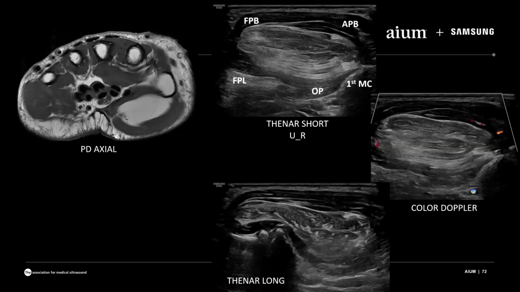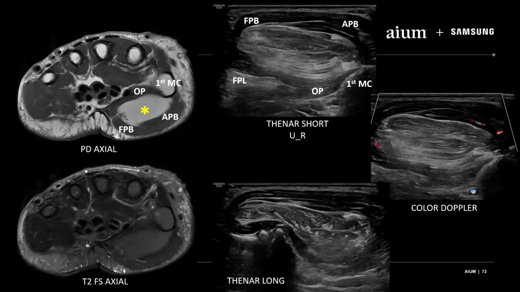And this is a proton density axial view. So it's a short axis view, you can think of it. And there's the mass. Notice that it has the same intensity as the subcutaneous fat, which is a clue. And we can identify those same muscles of the thenar eminence here. So there's the first metacarpal. This is the APB because it's superficial and on the radial side. There's the FPB, and then again, the muscle attaching to the first metacarpal here is the opponens pollicis. So, a nice comparison of the anatomy.